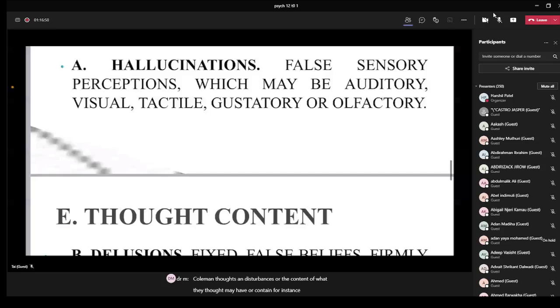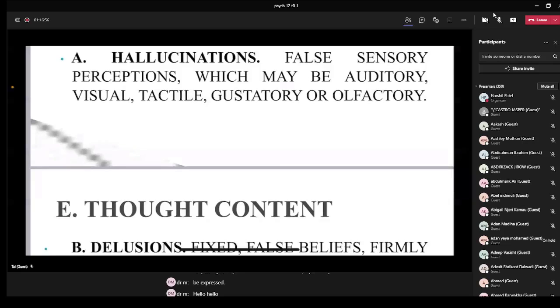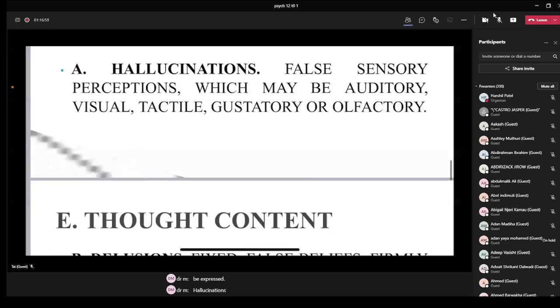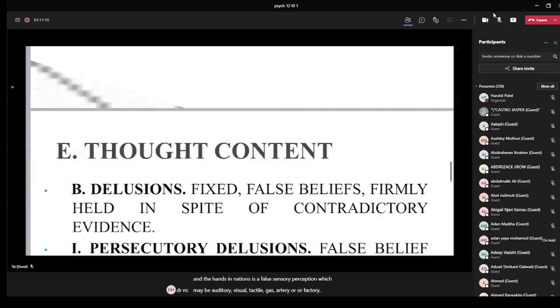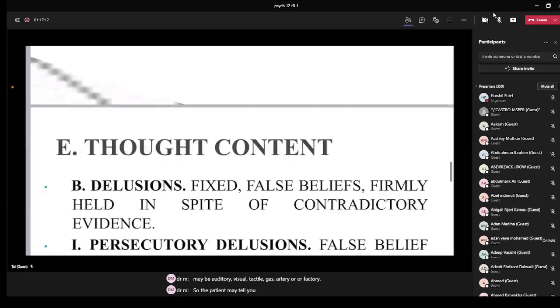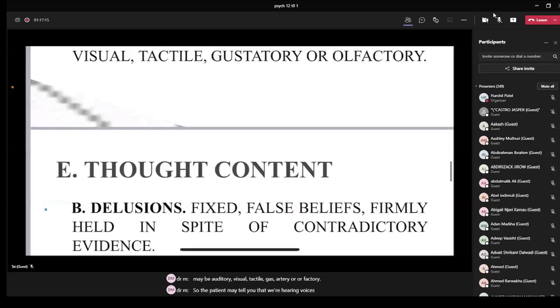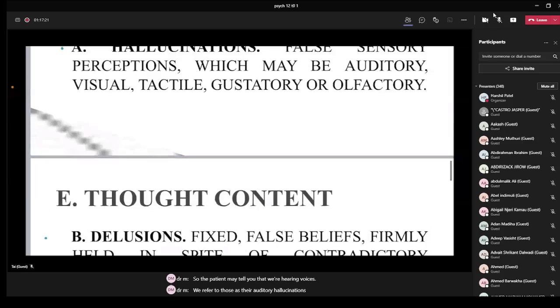For instance, thoughts may be expressed through hallucinations. And hallucination is a false sensory perception, which may be auditory, visual, tactile, gustatory, or olfactory. So the patient may tell you that they are hearing voices. We refer to those as auditory hallucinations.